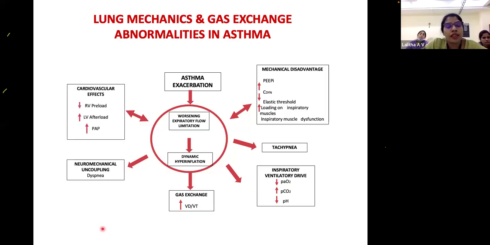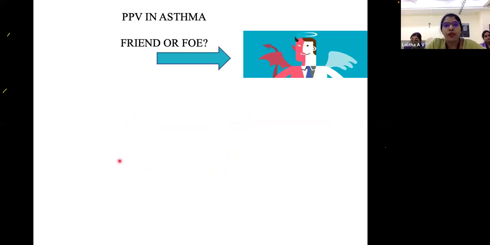There is neuromechanical uncoupling, and at a later stage, if you don't take care of dynamic hyperinflation, this can result in hemodynamic or cardiovascular compromise. With PPV, the preload will decrease, the LV afterload will increase, and cardiac output falls. So this is the pathophysiology in severe lower airway obstruction. Remember, with dynamic hyperinflation they have very high auto PEEP and high respiratory rates. If you don't treat them, they can go into hemodynamic compromise.